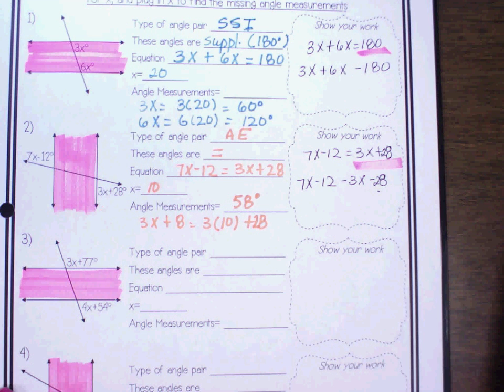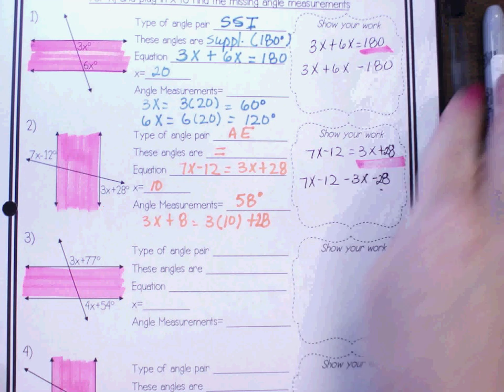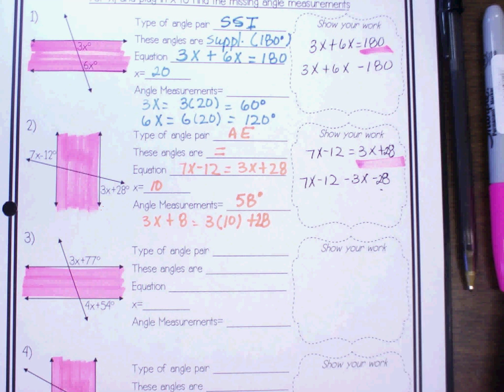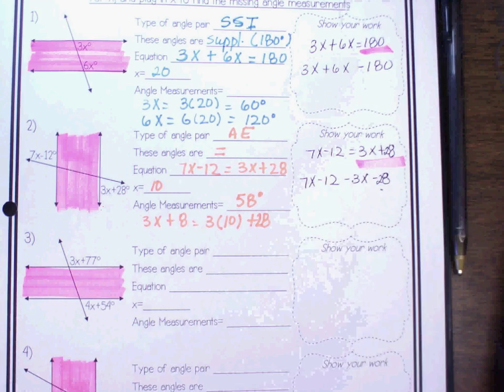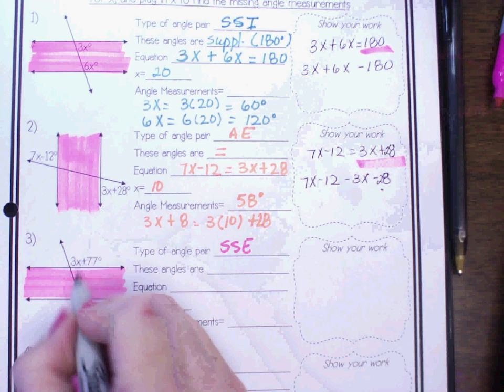How much? Come on, guys. 50 what? 58. Yep. All right, are we good? What kind of angles are those two?